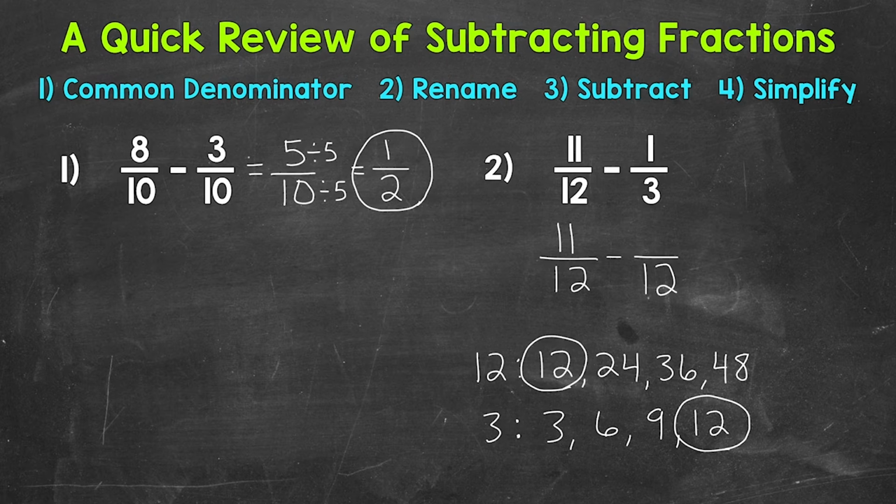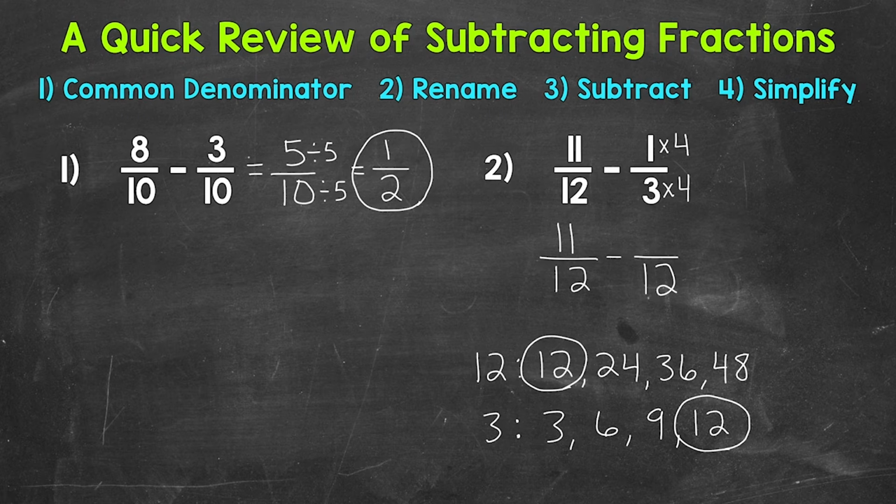Now as far as 1/3, we need to rename that. We're going to use equivalent fractions here. We're not going to change the value of the problem at all. So we need to think, how do we get 3 to equal 12? Well, 3 times 4 is 12. Whatever we do to the bottom, we have to do to the top in order to keep this equivalent.